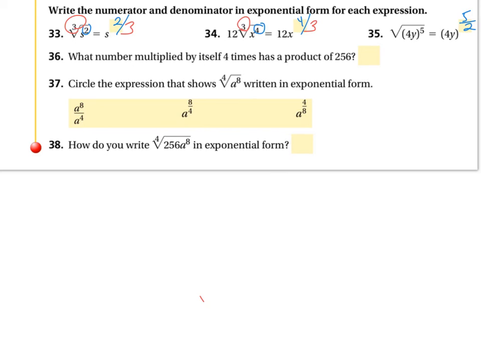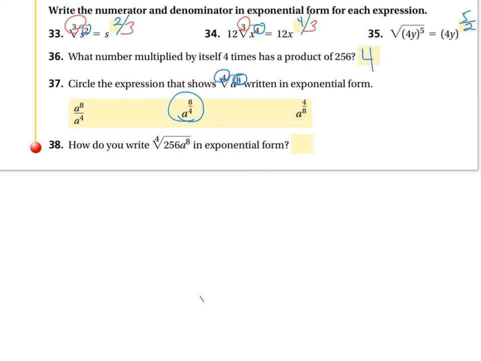So what number multiplied by itself 4 times has a product of 256? That is 4. Circle the expression that shows the 4th root of a to the 8th written in exponential form. Remember, this will be your numerator, and this will be your denominator. So this would be the answer.